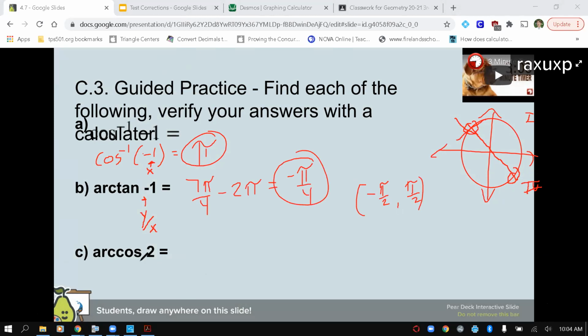And again, for this one, we're looking for an x value of 2. That never happens. The largest x value is 1. There's nothing to the right of 1 on the unit circle. So this is undefined.